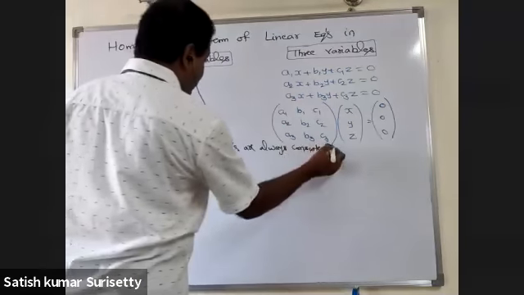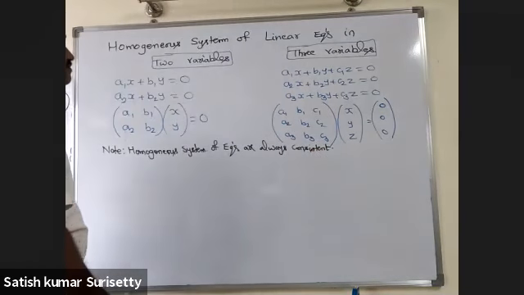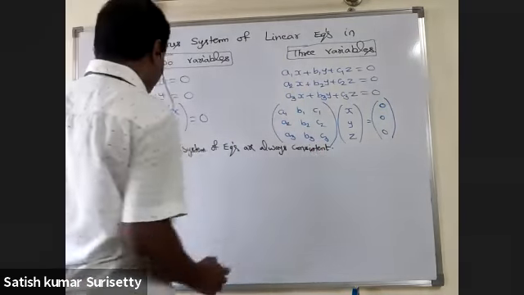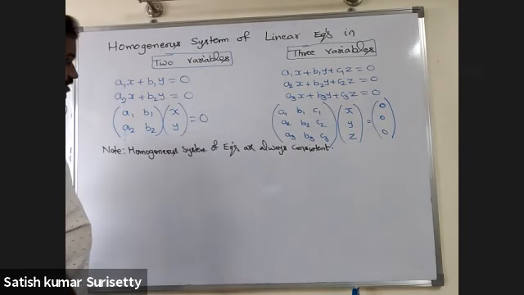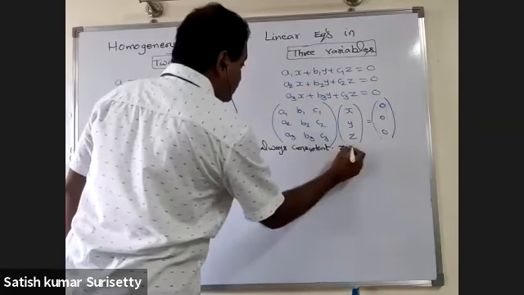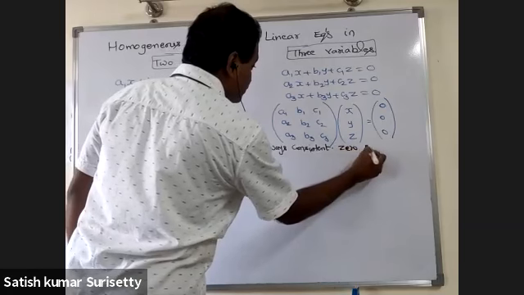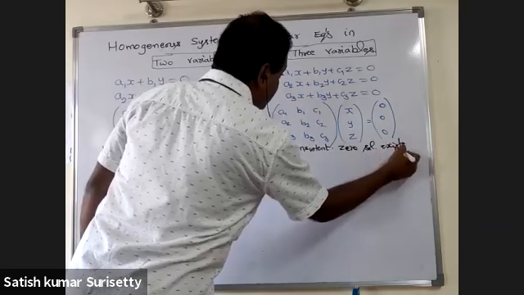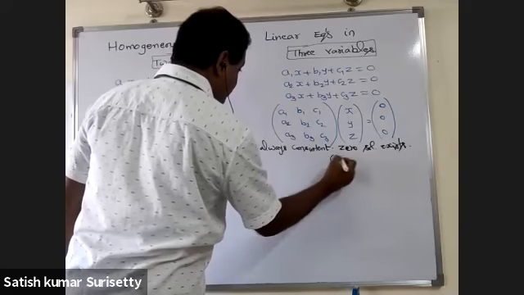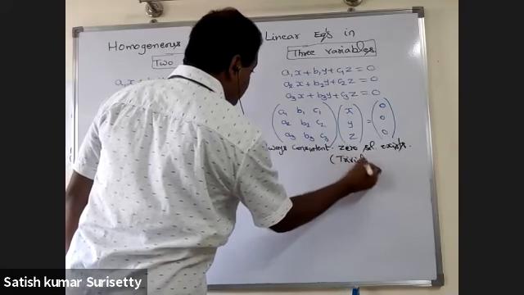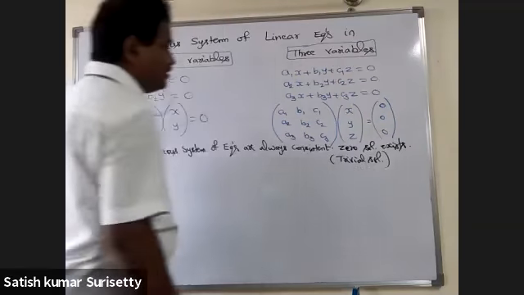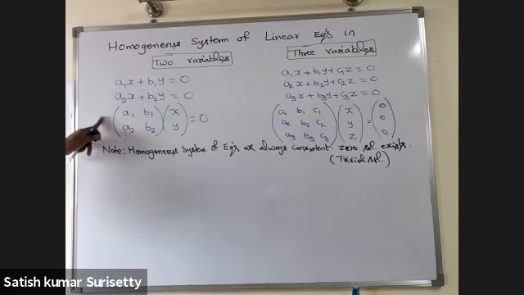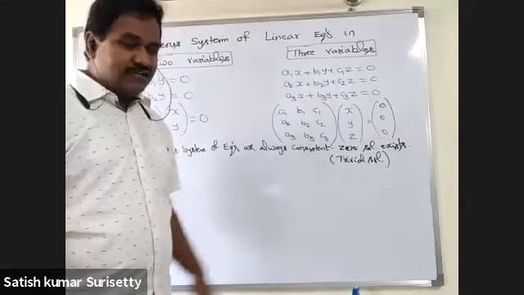One solution always exists. What is that solution? Zero. It is called the trivial solution, the zero solution. Zero solution means x equal 0, y equal 0 under 2 variables, and x equal 0, y equal 0, z equal 0 under 3 variables.